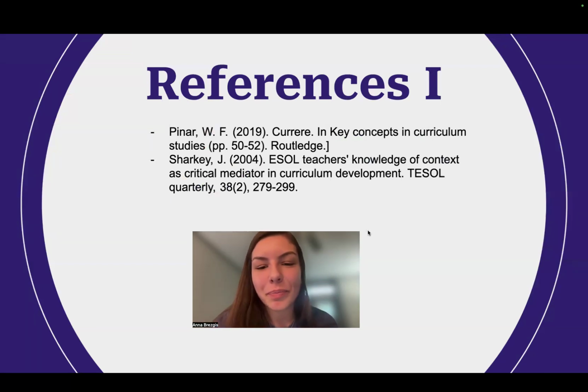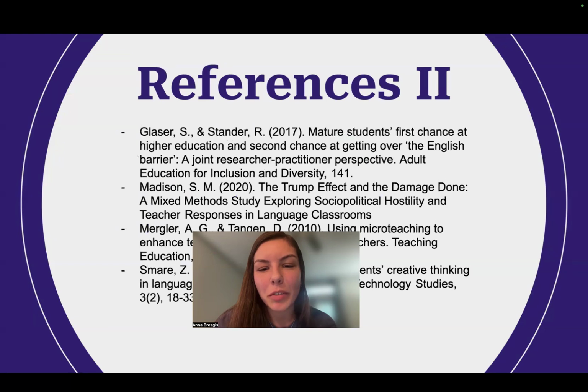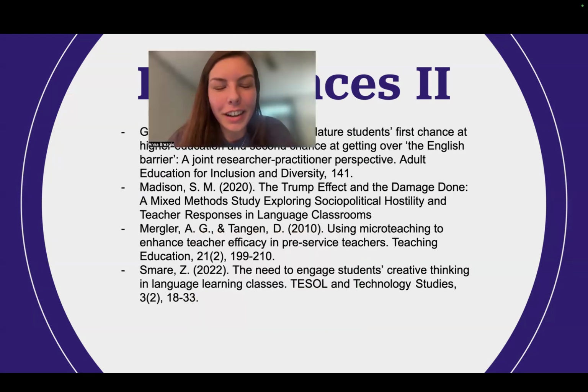Okay, references. Those are my references that are from the assigned texts. These are my references that I got off Google Scholar. I have 4 of them, and you'll see them in APA 7 throughout my PowerPoint.